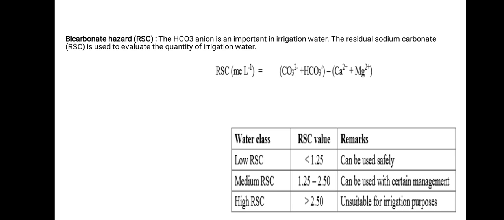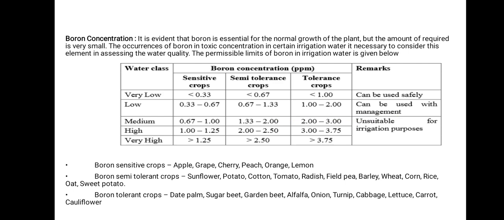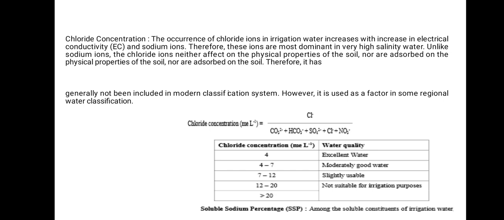Then bicarbonate hazard. It is very low, less than 1.25, medium 1.25 to 2.5, high value is more than 2.5. Then boron concentration: very low is 0.33, low is 0.3 to 0.67, medium is 0.67 to 1, high is 1 to 1.5, very high is 1.25. Then chloride concentration: 4 is excellent water, 4 to 7 moderate good water, 7 to 12 slightly unusable, 12 to 20 and more than 20 is not suitable for irrigation purpose.